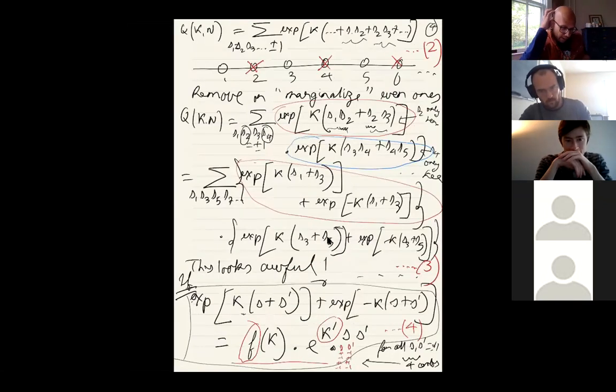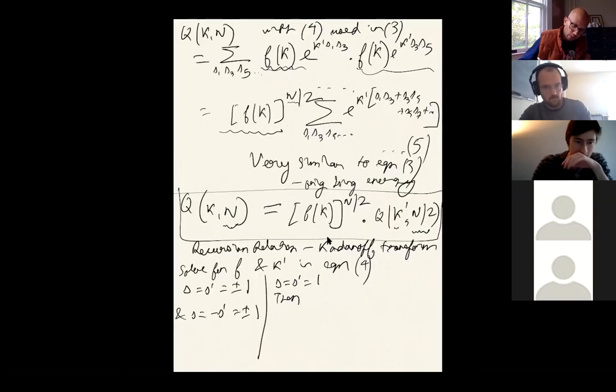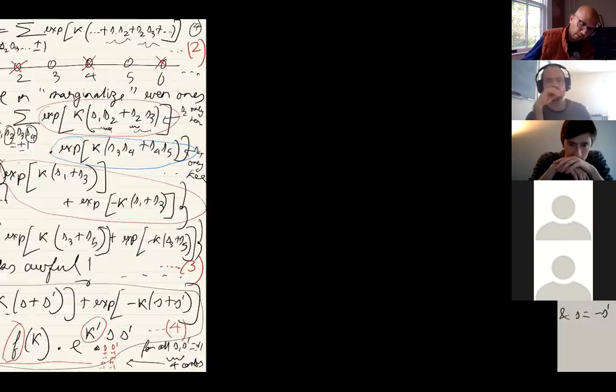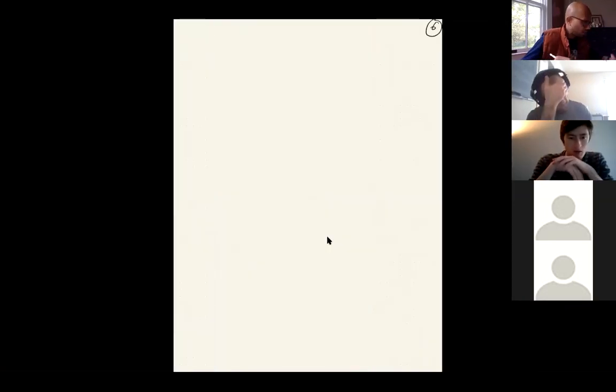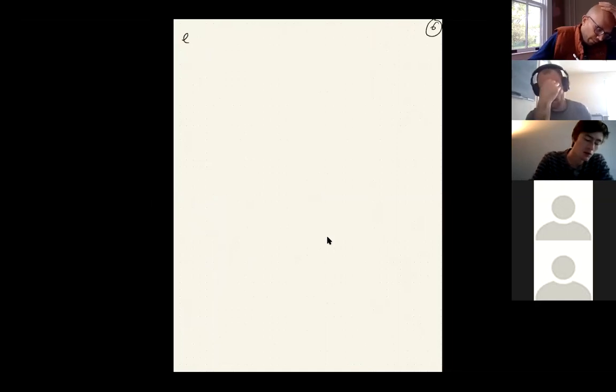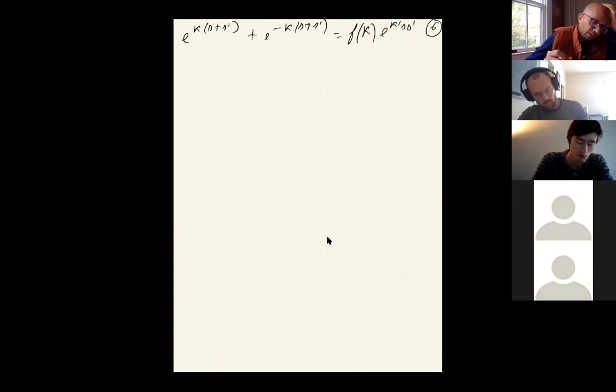If s is equal to s prime is equal to plus 1, then what will happen? This is where a blackboard would have been useful. Let's actually go to the next page so I can write down that equation and work with it carefully. Otherwise, we will all go crazy. So what was our relation? Our relation was e to the power k of s plus s prime plus e to the power minus k of s plus s prime should be equal to f of k e to the power k prime multiplied by s s prime. So let's first set s is equal to s prime is equal to plus 1.